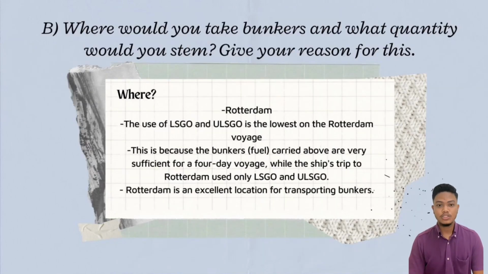Rotterdam. The use of LSGO and ULSGO is the lowest on the Rotterdam voyage. This is because the bunker fuel carried above is very sufficient for a 4-day voyage, while the ship trip to Rotterdam uses only LSGO and ULSGO. Rotterdam is an excellent location for transporting bunkers.